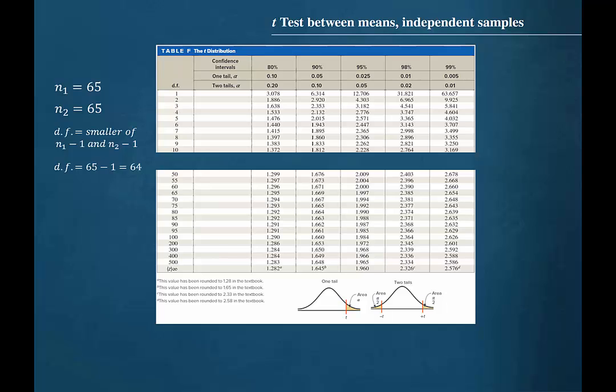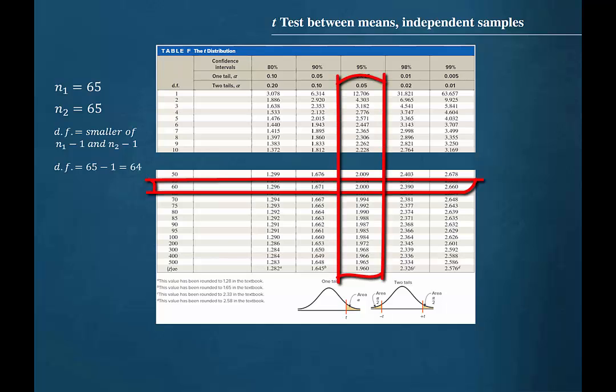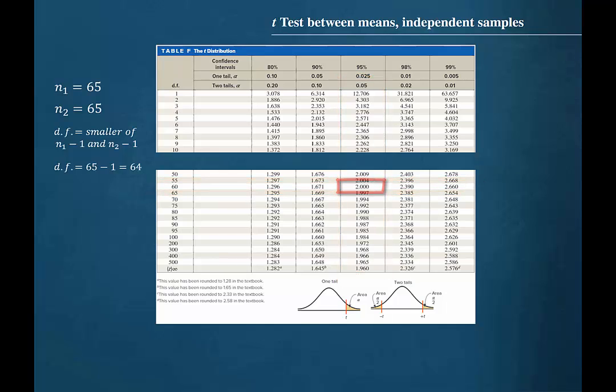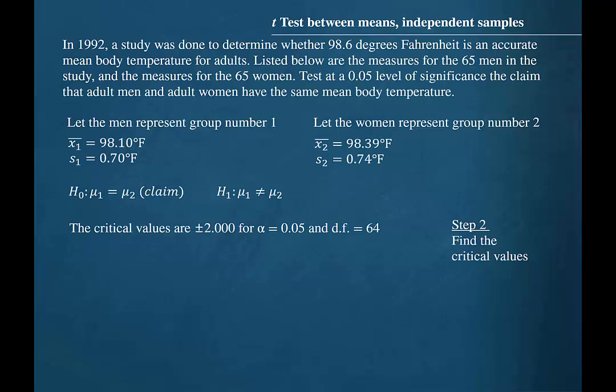This t-table does not contain a row for 64 degrees of freedom. So we should use the line for the next smallest listed value, which would be 60 degrees of freedom. This row and the two-tail 0.05 column meet at the critical value 2.000. So the critical values are plus or minus 2.000 when alpha is 0.05 and we have 64 degrees of freedom.